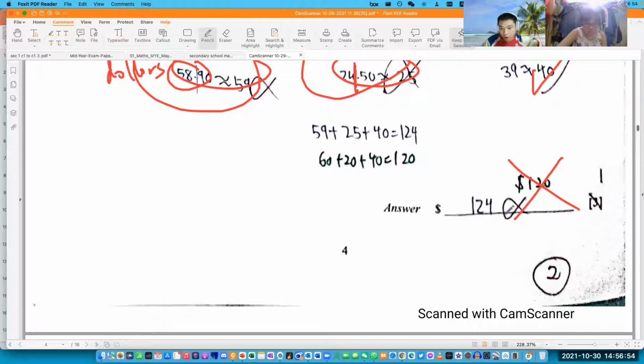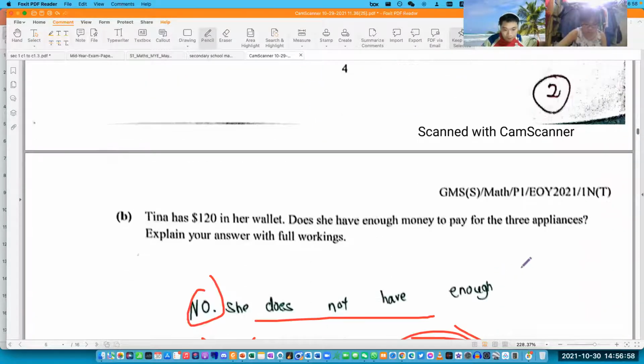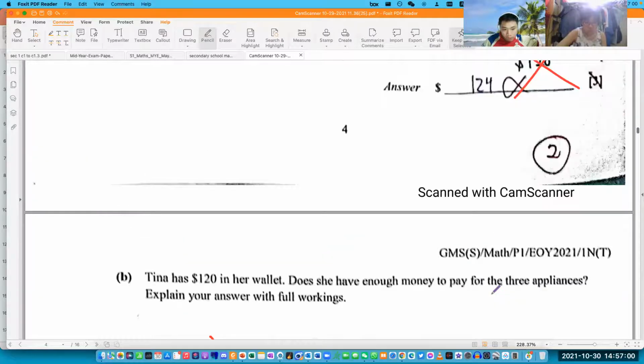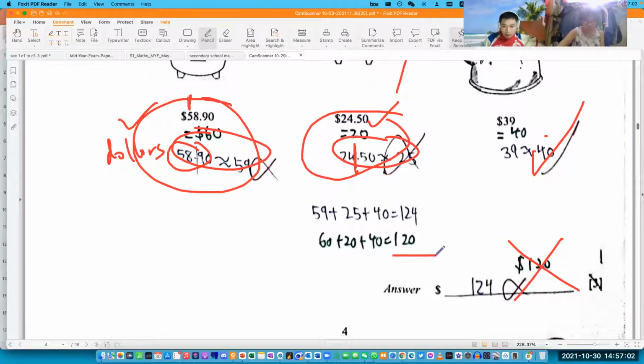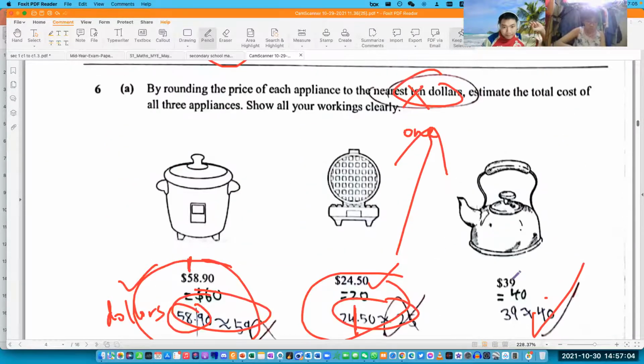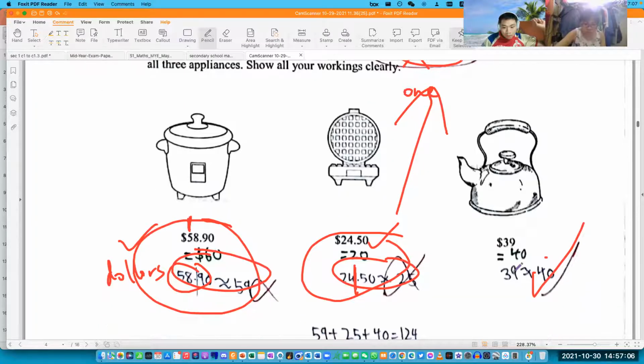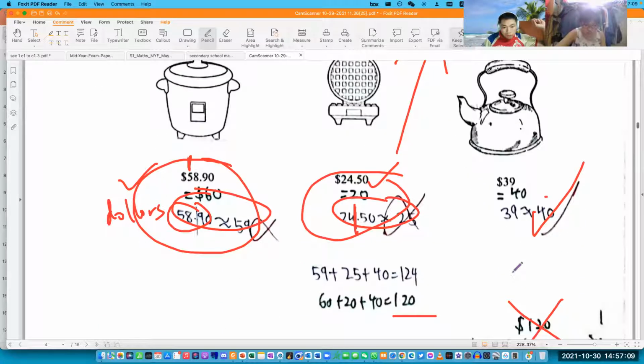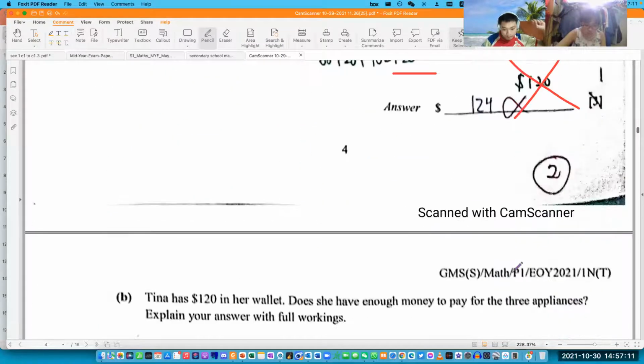If your answer here is correct, right? Hold on, the total is 120, right?